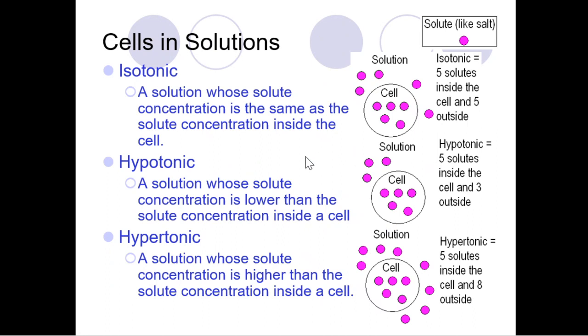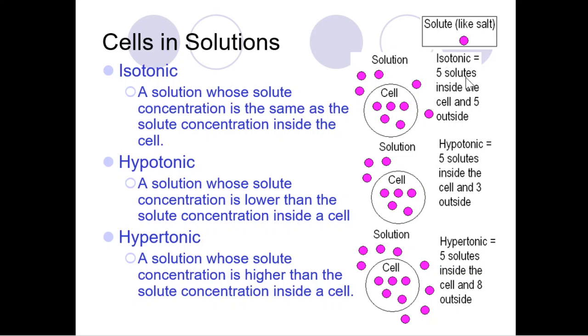There are 3 types of solutions that you'll deal with in your homework tonight. The first one is what we call an isotonic, which means a solution whose solute concentration is the same as the solute outside. So when we're talking about naming different solutions, we're not talking about the amount of water, we're talking about the amount of solutes, okay? So an isotonic means the same amount inside is also outside. So that's when it's just the same, and the solute we'll talk about here is like salt.